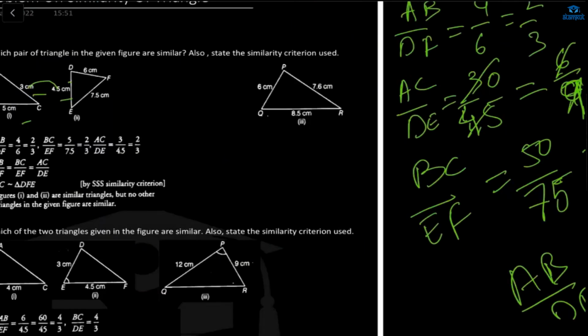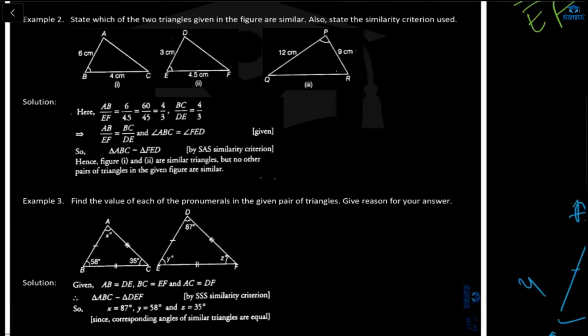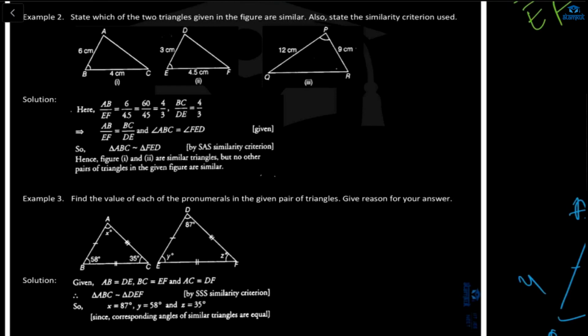Okay, now you can see the second question. State which of the two triangles given in the figure are similar. Okay, similarly, for these two also, you can check whether the triangles are similar. Now, one of the angles is already given. If you see the angle B in the first figure, in the second angle E, and in the third figure angle P, all these angles are equal. So one of the angles is given. Now you have to check whether the two sides that contain the angle are in ratio or not.